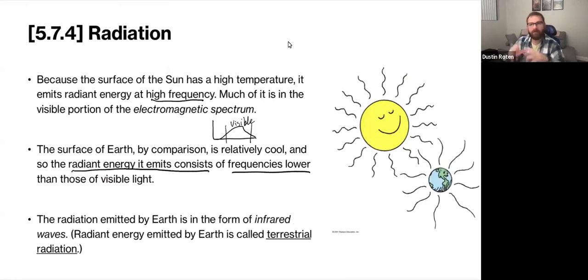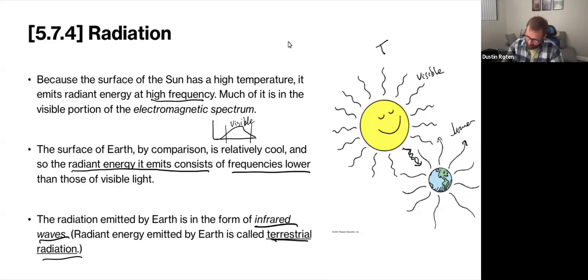But it's going to be lower frequency, right? It doesn't have all the energy of the sun. So even though the Earth is going to radiate energy out, it's going to be lower energy. And it turns out that even though visible light is coming in from the sun, let's label it here, visible. Even though we have visible light coming in from the sun, the Earth radiates infrared waves, and this is essentially called terrestrial radiation.